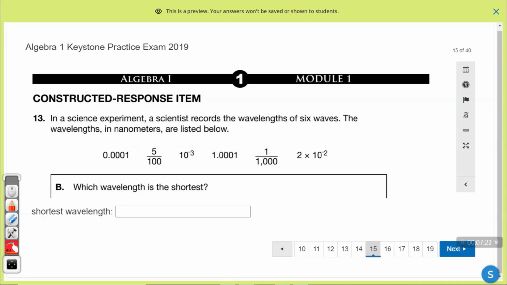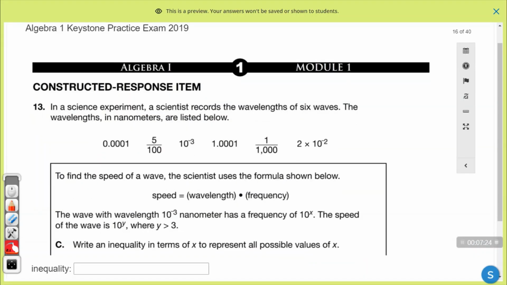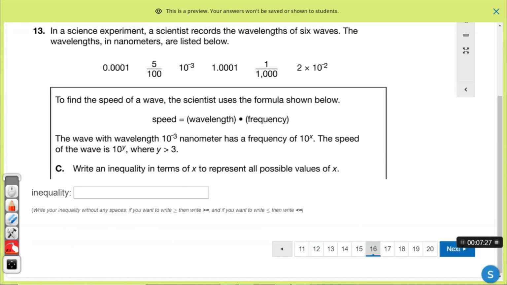Let's go on to the next part of this constructed response item. All right, part C. To find the speed of a wave, the scientist uses the formula shown below. The wave with a wavelength of 10 to the negative third nanometer has a frequency of 10 to the x. The speed of the wave is 10 to the y, where y is greater than 3. Write an inequality in terms of x to represent all the possible values of x. All right, so just taking a look at this, it seems complex, but really we're doing simple substitution, and then we're applying our laws of exponents. Let's look at the substitution piece first.